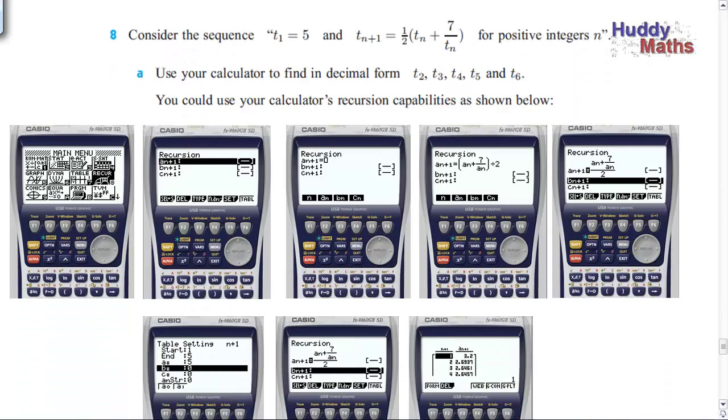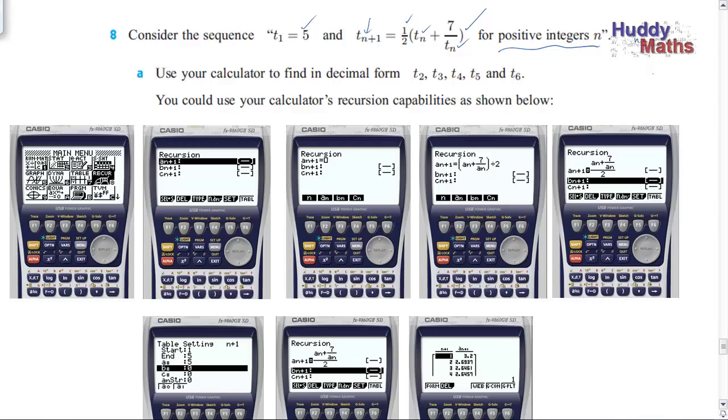This is question 8 from the textbook. I do want to go over this reasonably carefully. So consider the sequence T1 equals 5, and there's the recursion formula. Oh, that's pretty ugly. Can we read it? Any term is a half of the preceding term plus 7 over the preceding term for positive integers n. Obviously, this is a sequence where n is the number of the term, and it's got to be a positive integer. So it's starting with the first term and going on to the second, third, fourth, etc.